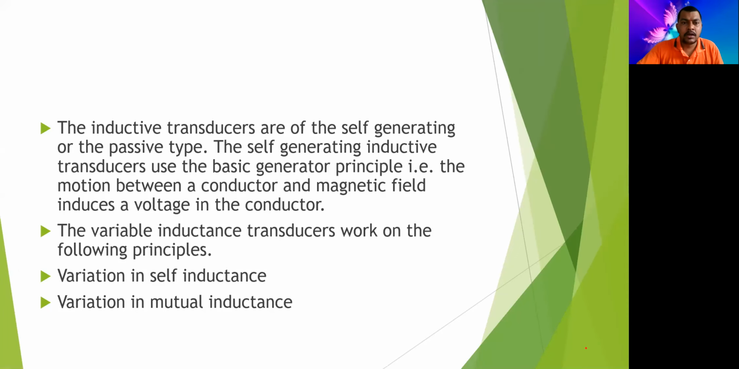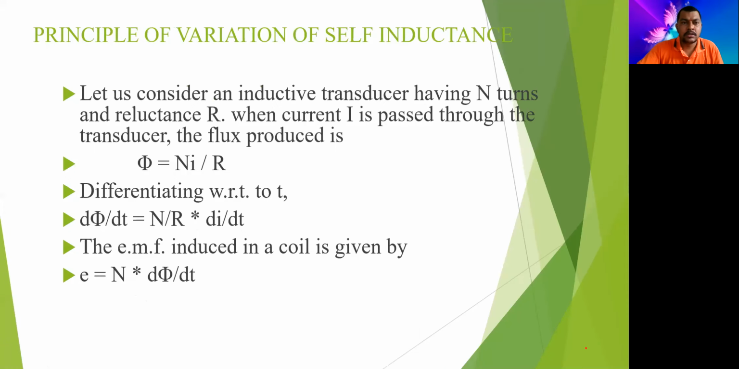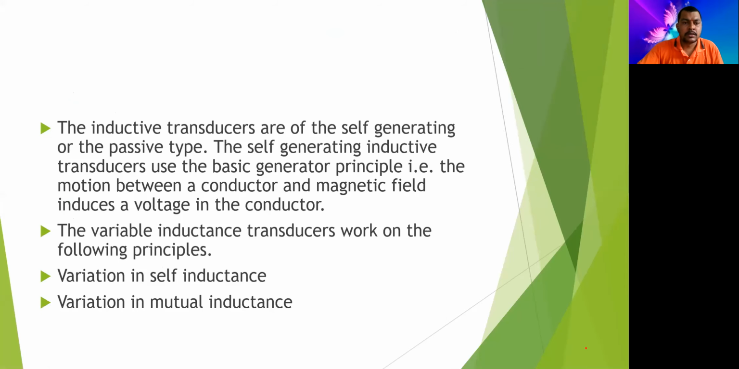So inductive transducer. Now, what is the basic concept of an inductive transducer? The inductive transducers are of self-generating and passive types, both. Self-generating is also there and passive type is also there. The self-generating inductive transducers use the basic generator principle, that is, the motion between the conductor and magnetic field induces a voltage in the conductor.